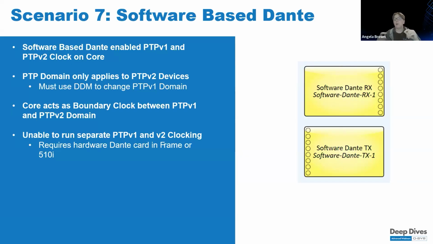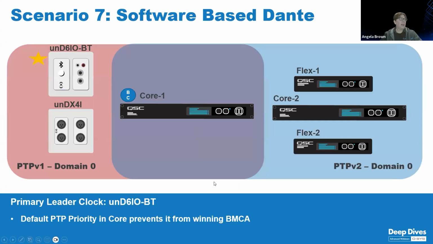The reason that the Core 510 was such a popular box and why so many people had it is you could put a Dante card in it, and that Dante card would actually be reclocked, so that you could have a separate PTP-v1 clock and a separate PTP-v2 clock. So if we make the Q-SYS core, we're just going to use core 1, our boundary clock, by adding that software Dante in, we're getting closer to what we want. We're getting closer to Michael's answer.